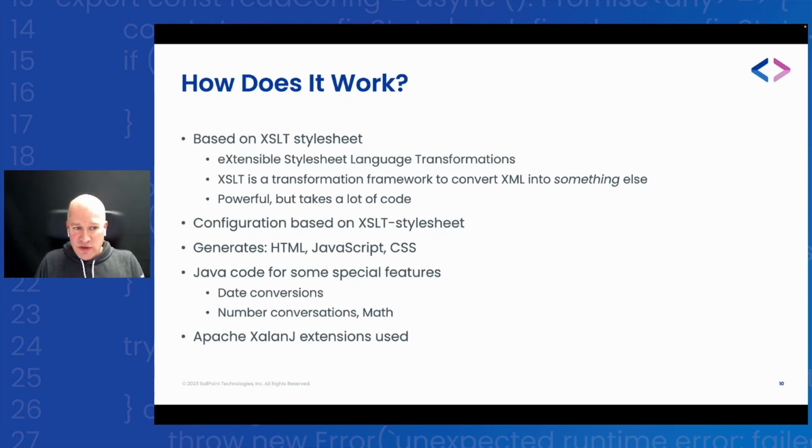And we use Java code for some special features. Not all things are easy to program in XSLT, like date conversions and math functions. So we use Java code as an external method to perform those operations. And we use Apache Xalan-J extensions, and I'm thinking of moving to another generator that is more modern and allows us to use new XSLT features. But for now, we're still on Xalan-J.